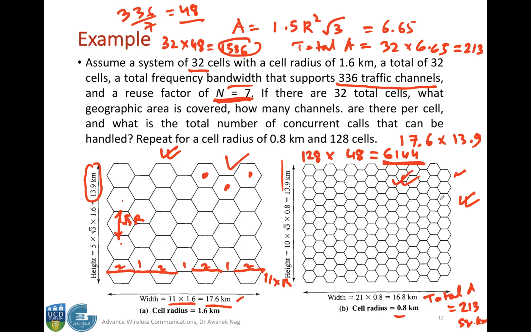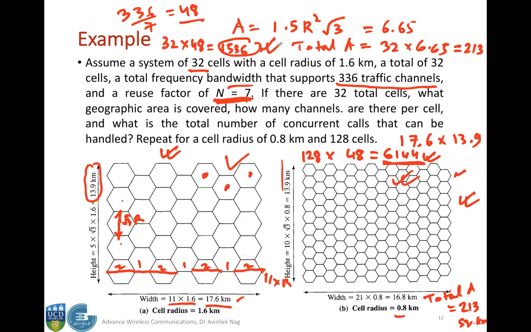so you have the same total area for both cases. Okay, you have the same reuse factor for both cases, but by having more number of cells of lesser area, you can have the total channel capacity of the system increase to 6144 as compared to 1536.